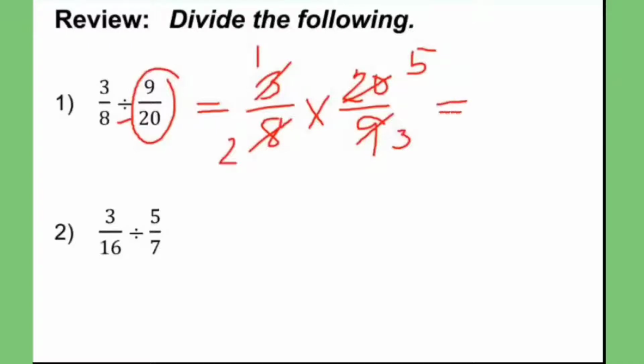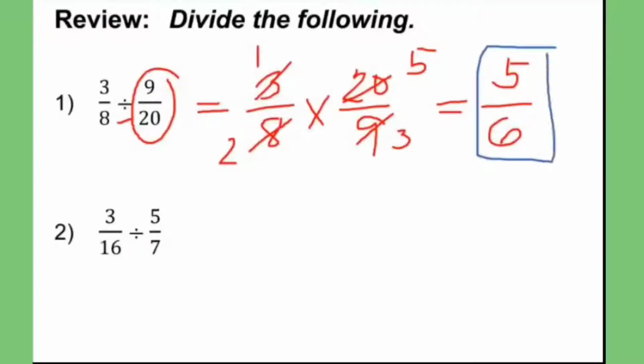So, pwede na natin i-multiply numerator to numerator. 1 times 5, you have 5. And denominator to denominator, 2 times 3, you have 6. And this is our quotient.